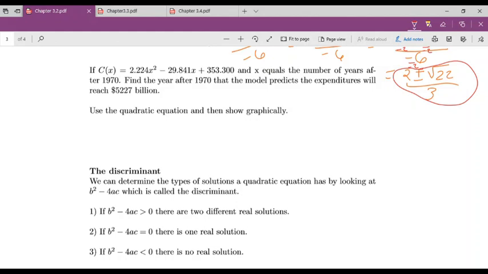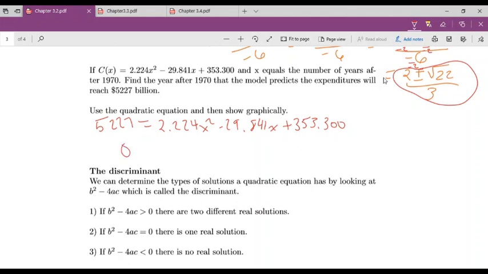The thing with this is, what you're going to have to do to start out is you've got to know how to write the equation. We want to know when the expenditures are going to be 5,227 billion. Everything's already in billions, so I'm just going to write 5,227 equals 2.224x squared minus 29.841x plus 353.300.